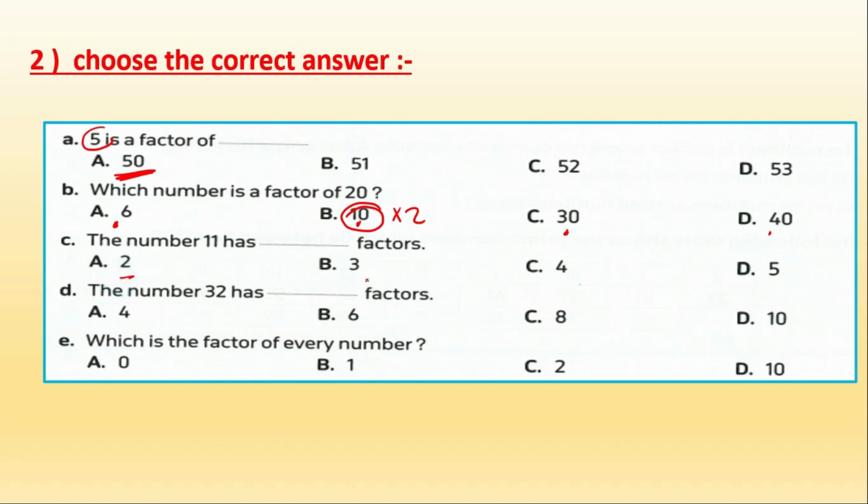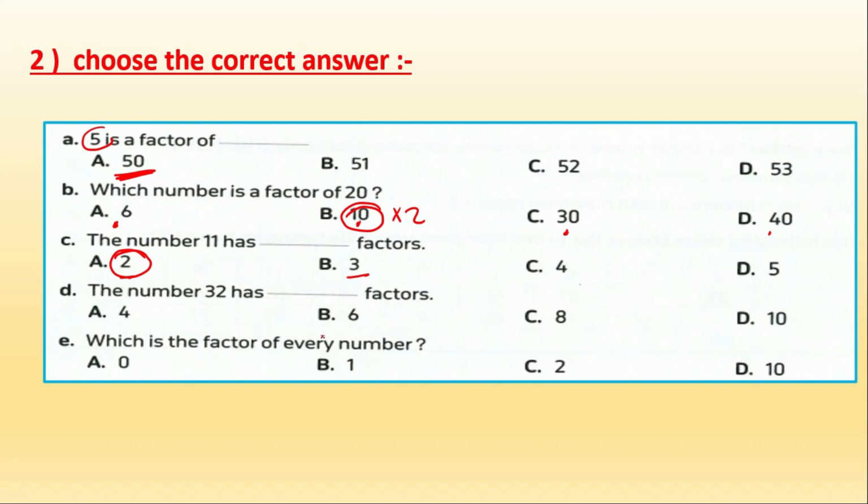2 factors, 3 factors, 4 factors or 5 factors? Let's remember, 11 is a prime or composite. It has 2 factors or more. 11 is a prime number, so it has only 2 factors. Got it? The next one, the number 32 has which number of factors?